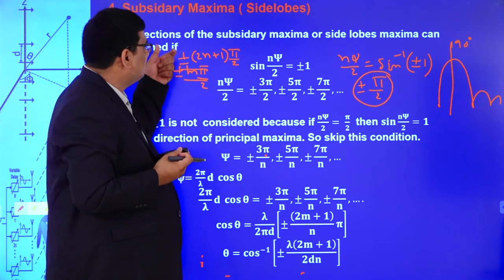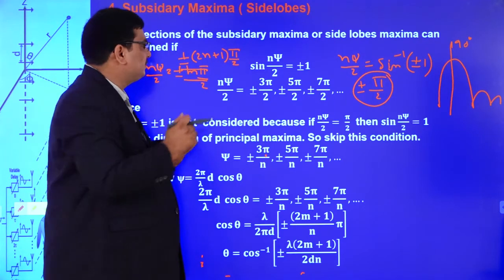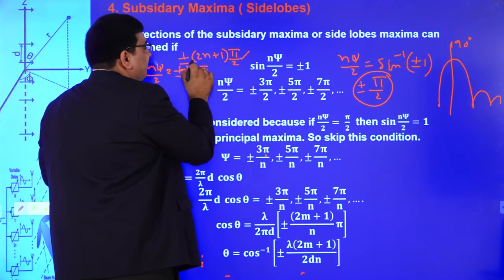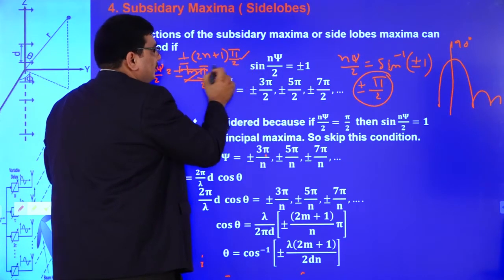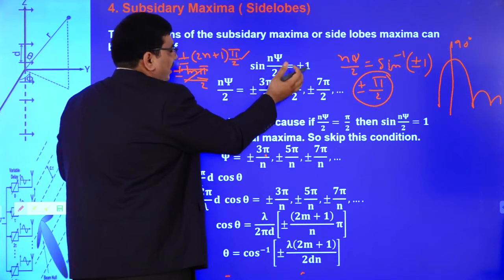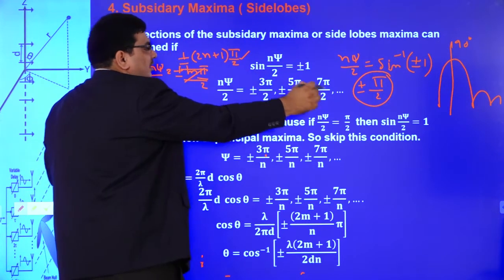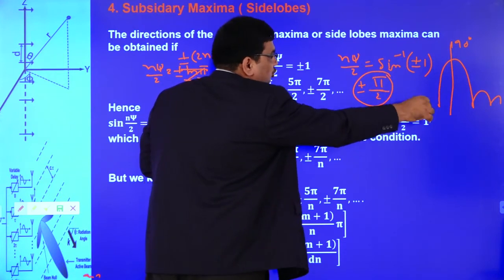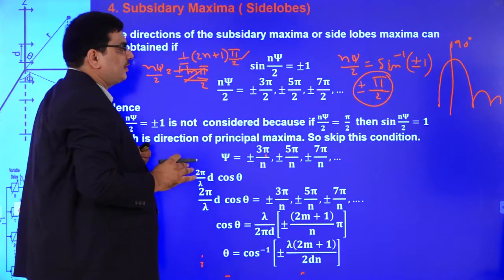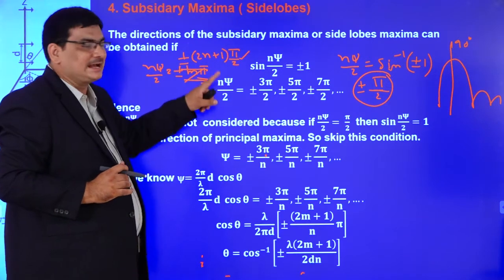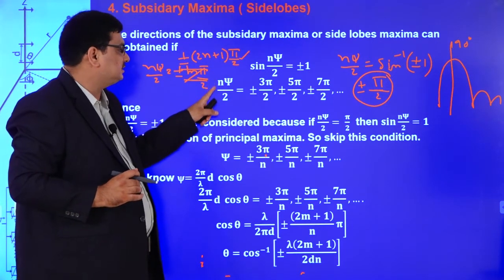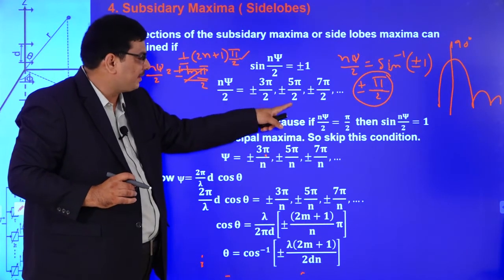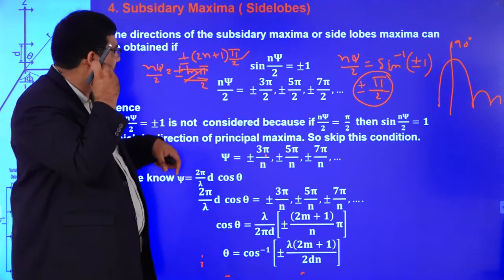So at this condition, if n is equal to 0, it is π/2, if n is equal to 1, it is 3π/2, n is equal to 2, it is 5π/2. So the π/2 case is the maximum direction, that's why we are eliminating that condition, and the remaining conditions we write like this: nψ/2 equals plus or minus 3π/2, plus or minus 5π/2, and plus or minus 7π/2.